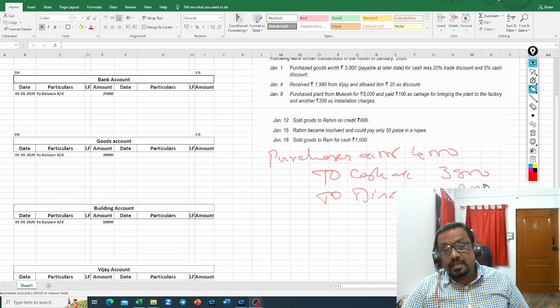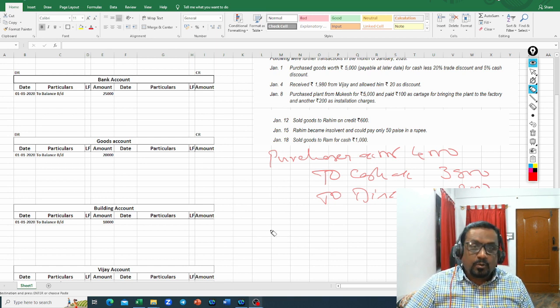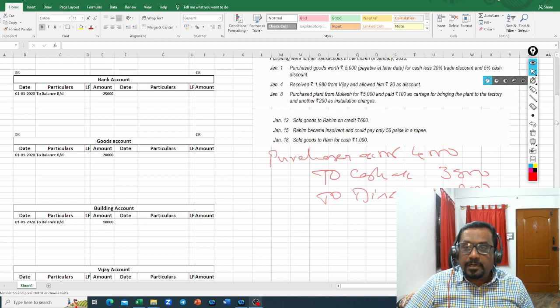This is the entry we are supposed to post. Now let us see how to enter this transaction. What we did here, purchases account. Did we already create a purchases account anywhere here, top to bottom? So far we have not created any purchase account.